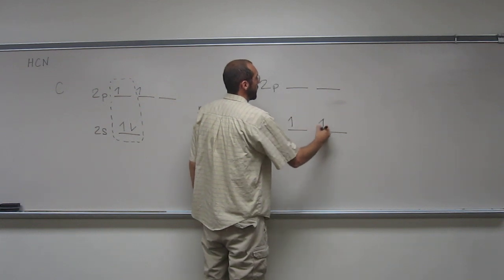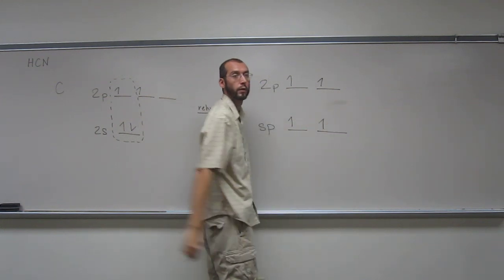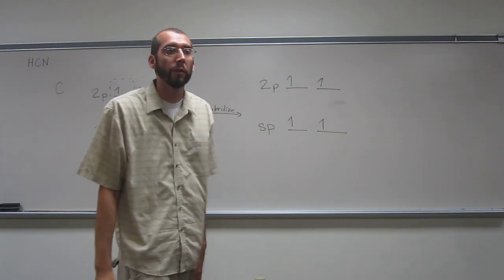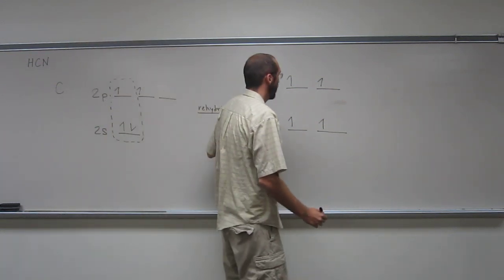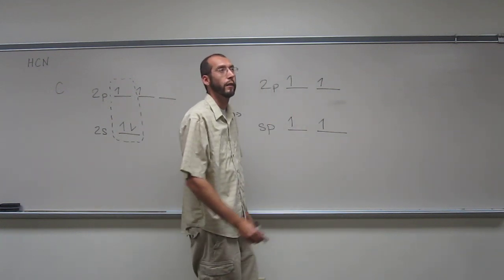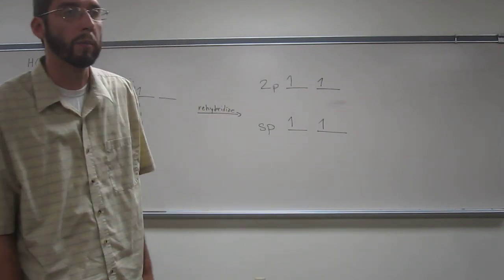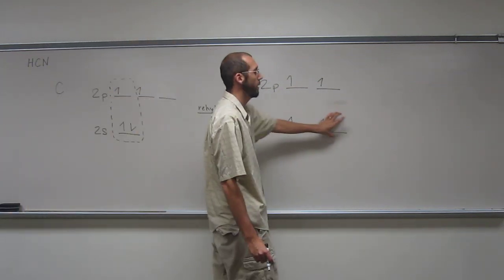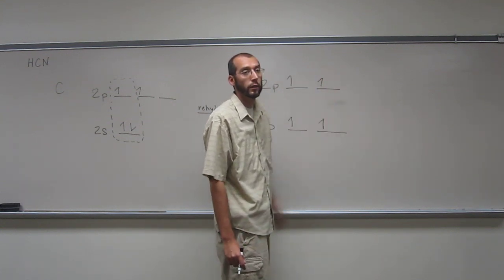So 1, 2, and then these ones are going to go up there when those two get filled, or when those two bond, because the sigma bonds will happen first. So you're going to have a sigma bond with your 1s orbital with your H, and your SP orbital with your N. Your N's going to be SP hybridized too. So these sigma bonds will happen first, and then these pi bonds will happen next.